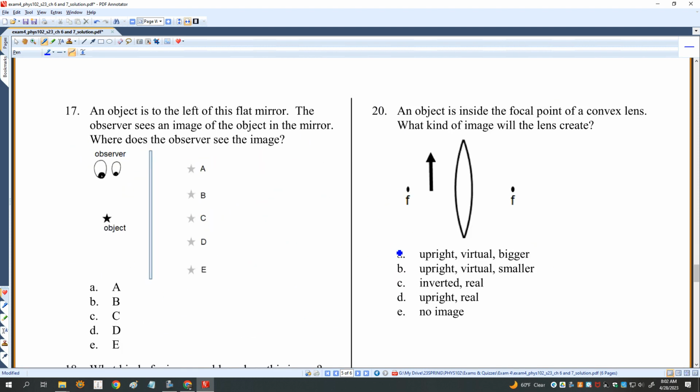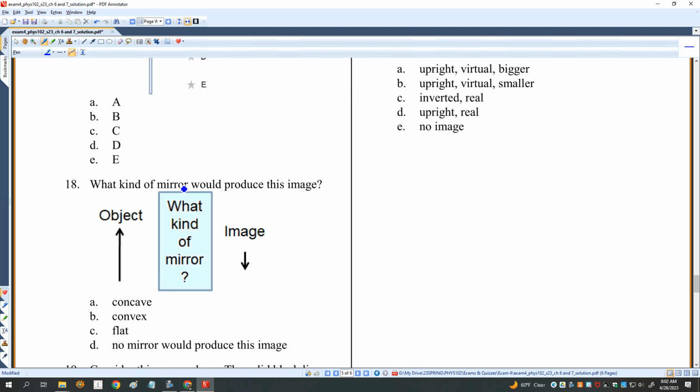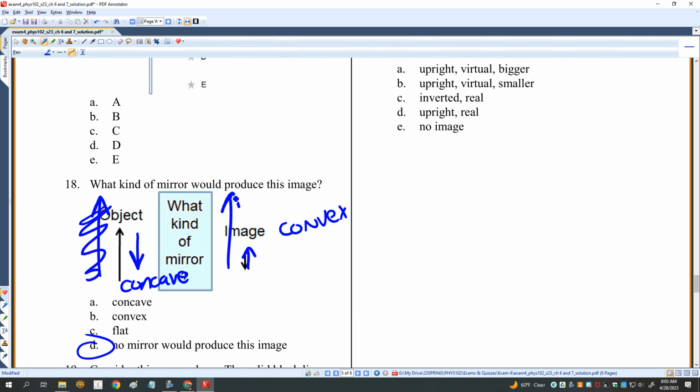Okay, we've seen this question before. So the object or the image is always exactly opposite. What kind of mirror produces this image? Nope, none. I mean, if it was like this, that would be convex. Or if it were like this, that would be concave. Or you could have it like this, that would also be concave.